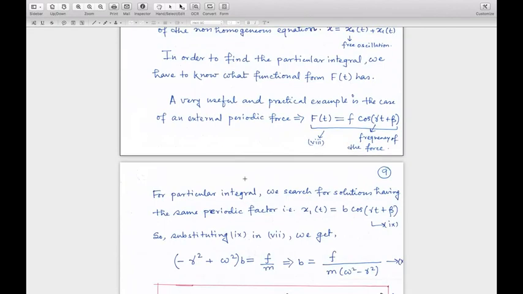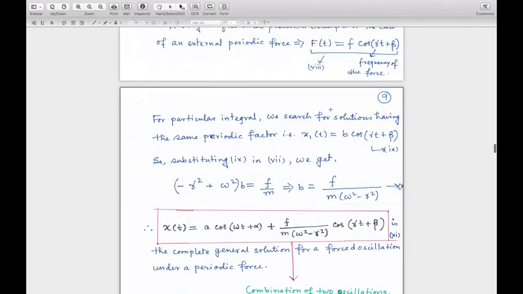Now for the particular integral, we search for solutions having the same periodic factor, that is x1 of t, the particular solution. We are searching in this form. Whether it exists or not, that's the question.